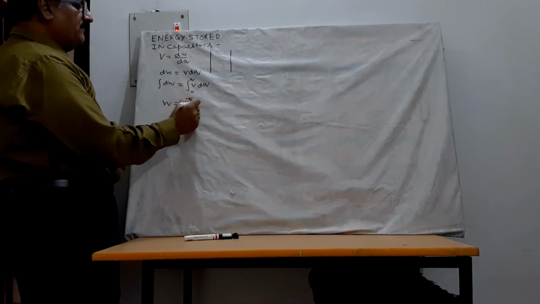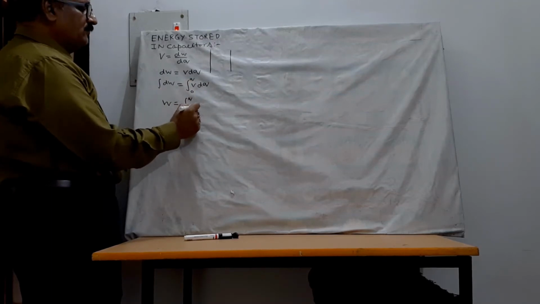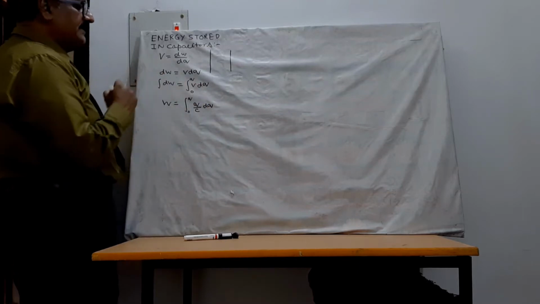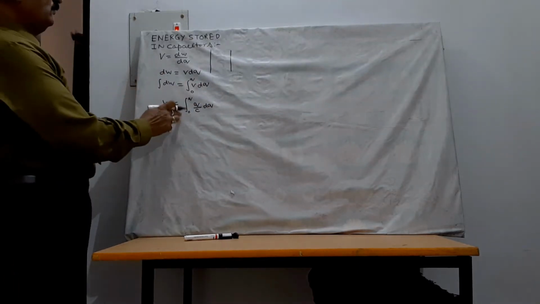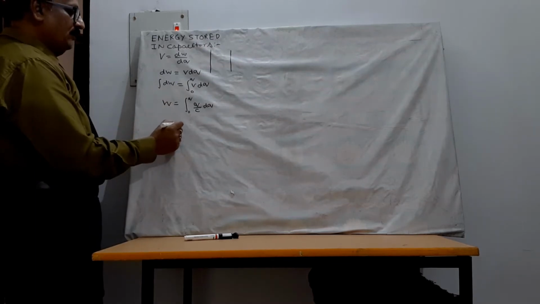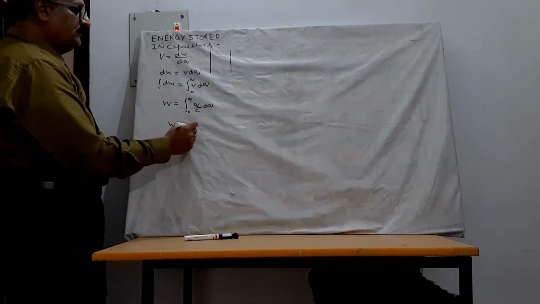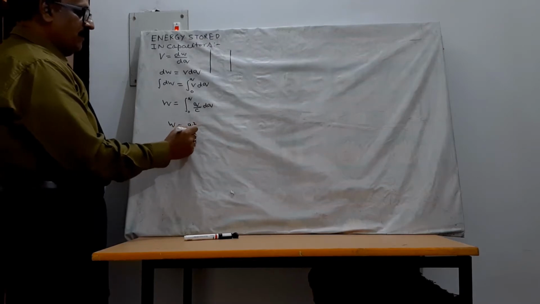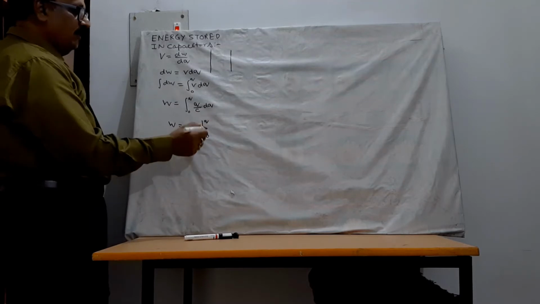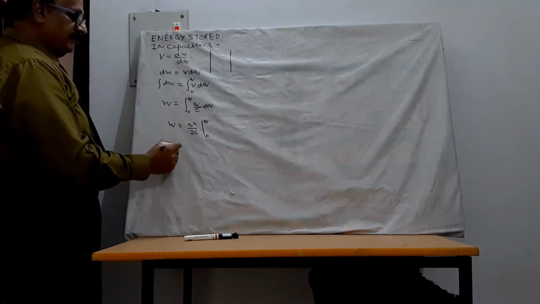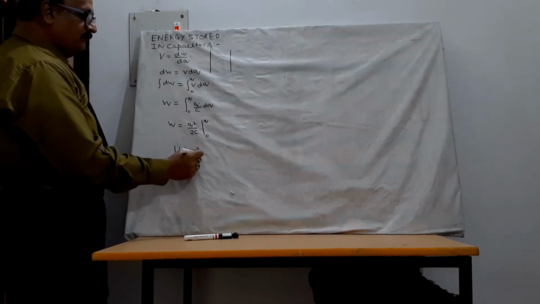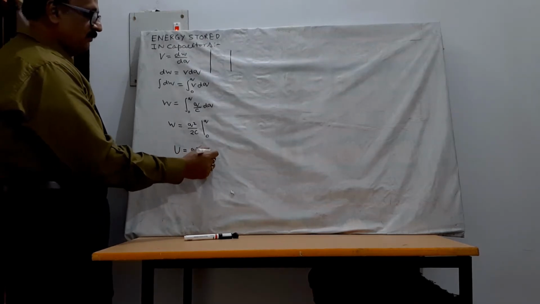In place of V, we can put V is equal to Q upon C. So it is equal to the integral of Q upon C dQ over the limit 0 to Q. Integration of Q will be Q square by 2. Therefore, W is equal to Q square upon 2C over the limit 0 to Q. If you put the limits of integration, then energy U is equal to Q square by 2C minus 0.